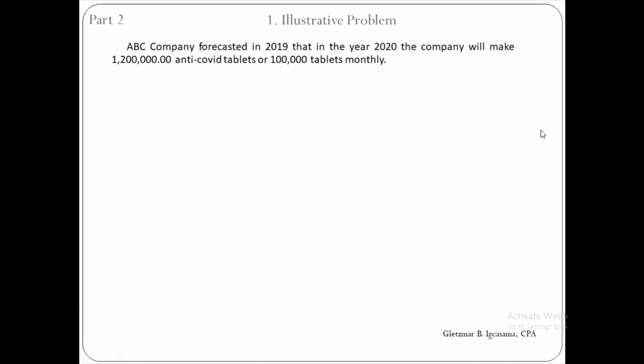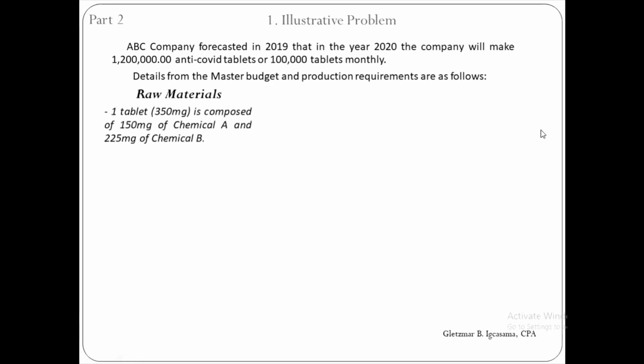ABC company forecasted in 2019 that in the year 2020, the company will make 1.2 million anti-COVID tablets, or 100,000 tablets monthly. The details from the master budget and production requirements are as follows. In terms of raw materials, a 350 milligram tablet is composed of 150 milligrams of chemical A and 225 milligrams of chemical B. Each milligram of chemical A costs 1 centavo and each milligram of chemical B costs 0.75 centavos.